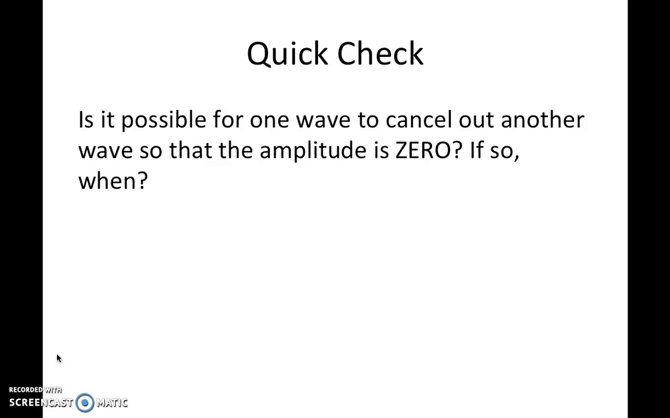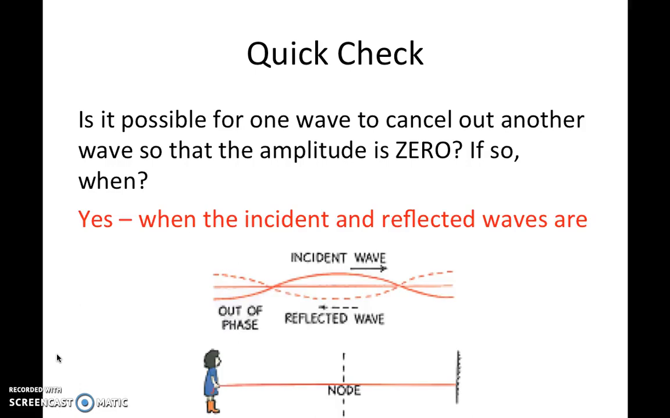Okay, so here I ask, is it possible for one wave to cancel out another wave so that the amplitude is 0? If so, when do you think so? Hopefully you got that when destructive interference occurs between the incident and reflected waves. So when these two are out of phase.